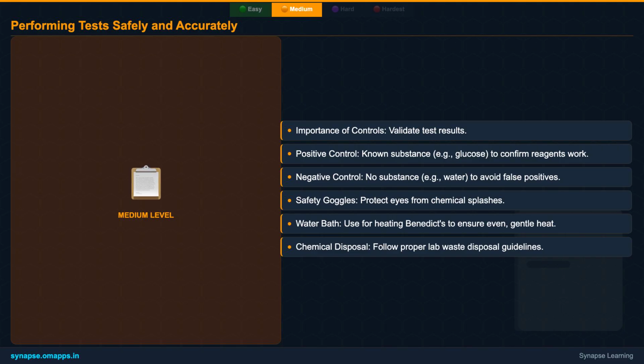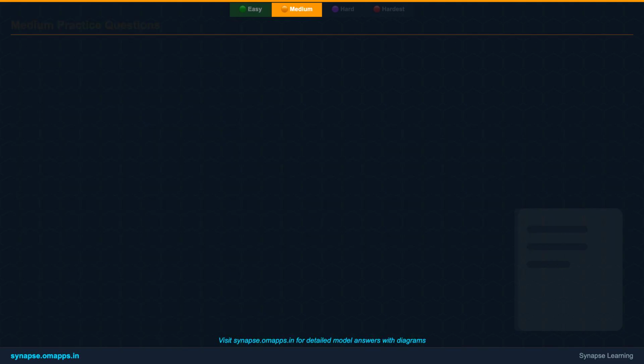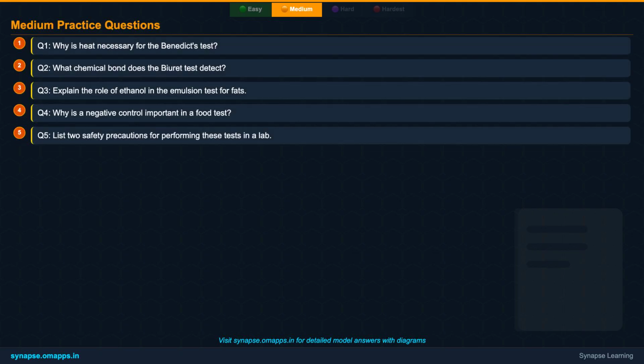Always wear safety goggles to protect your eyes from chemicals. When heating, use a water bath to ensure gentle and even heating, especially with Benedict's solution. And remember, proper disposal of chemical waste is crucial to maintain a safe lab environment. Never taste any samples. Great work understanding the principles.